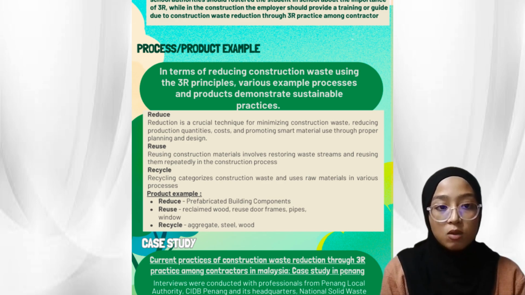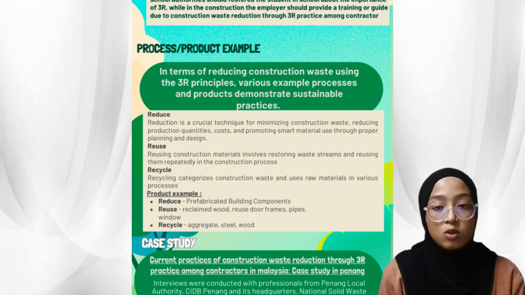Aggregates like recycled concrete aggregates are made from crushed concrete waste, serving as substitutes for natural aggregates in new concrete mixes. This process reduces the need for virgin materials and finds application in road construction and foundation work. Scrap steel from demolition and construction offcuts undergoes a recycling process, reducing energy consumption and carbon emissions compared to producing new steel from raw materials.